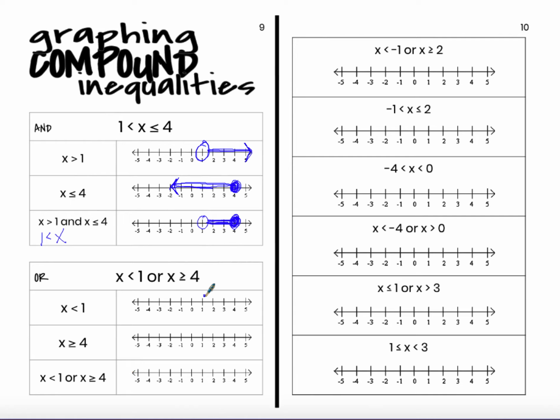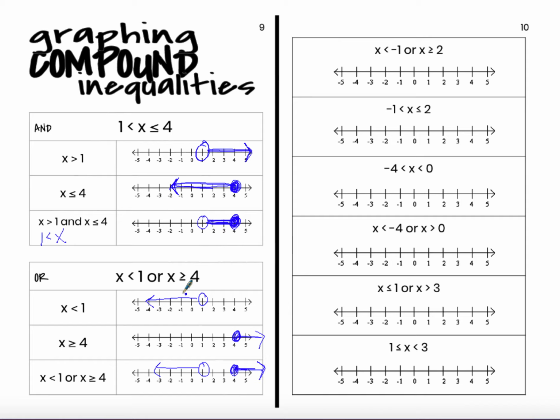For an OR, a little more straightforward. An OR statement is graphed just by graphing the two OR simple inequalities on the same number line. So x is less than 1 or x is greater than or equal to 4.